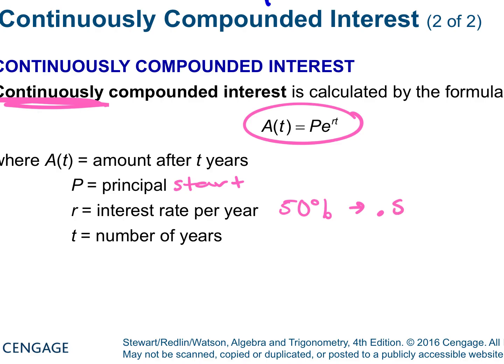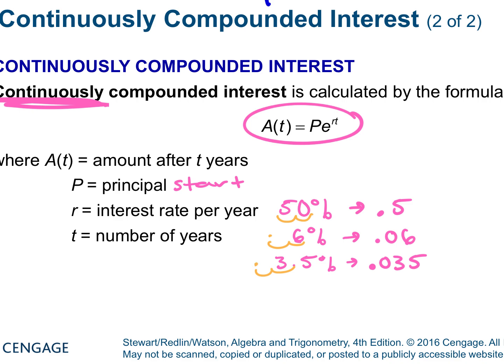0.5, perfect. What if we had 6%? What's the decimal version of that? 0.06. So 0.06. What if we had 3.5? What's the decimal version of that? 0.035, perfect. So you just move the decimal 2 places to the left, or divide your percent by 100.